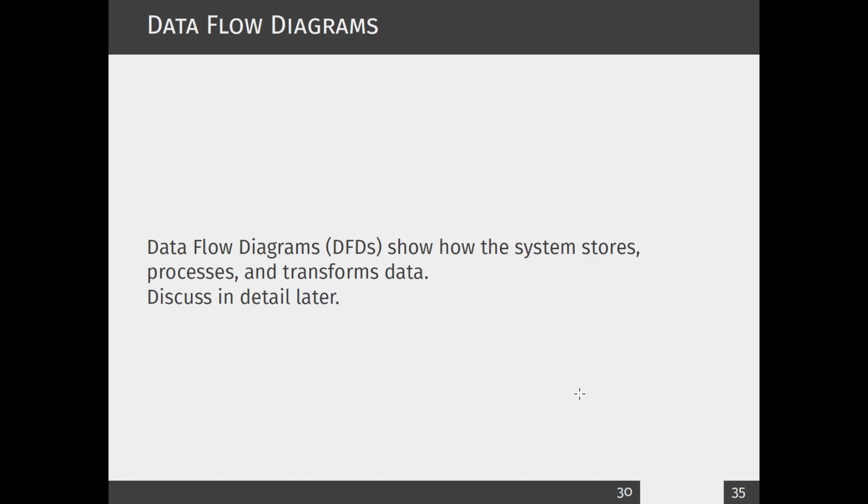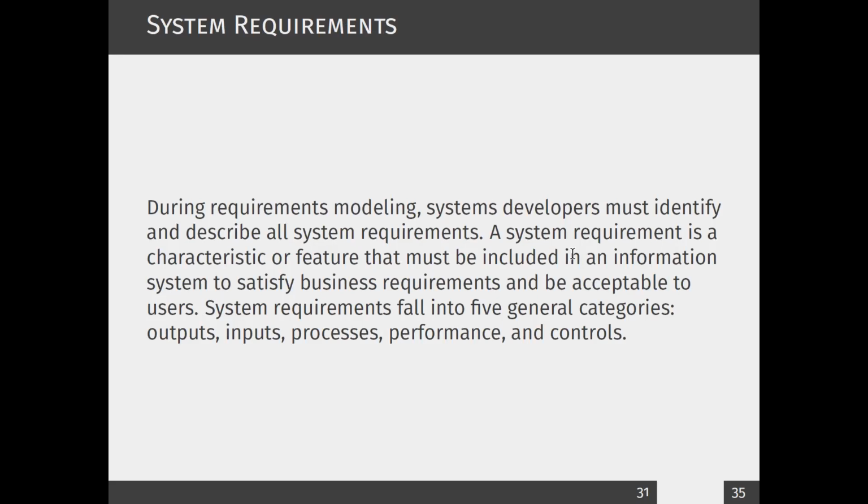Now that we have discussed two things, functional decomposition diagrams and business process models, the next thing we are going to discuss is data flow diagrams, how systems store, process and transform data, right? And this part we will discuss in our coming session, so I'm not going to spend time on this. Okay, now system requirements. For requirements modeling, we use modeling techniques so system developers can identify and describe all system requirements, right? And this requirement is what we call the feature in an information system to satisfy a business requirement.